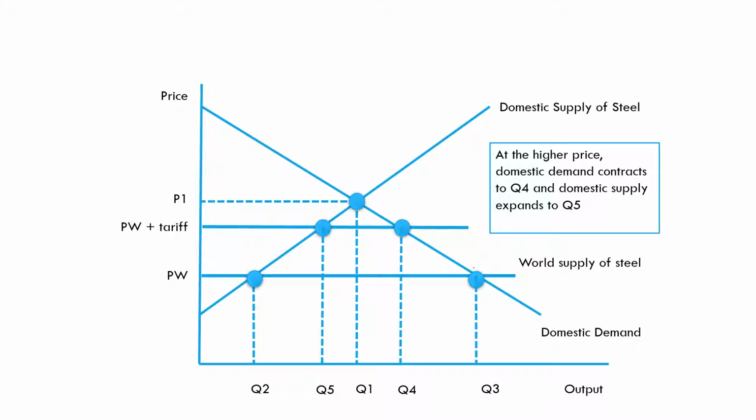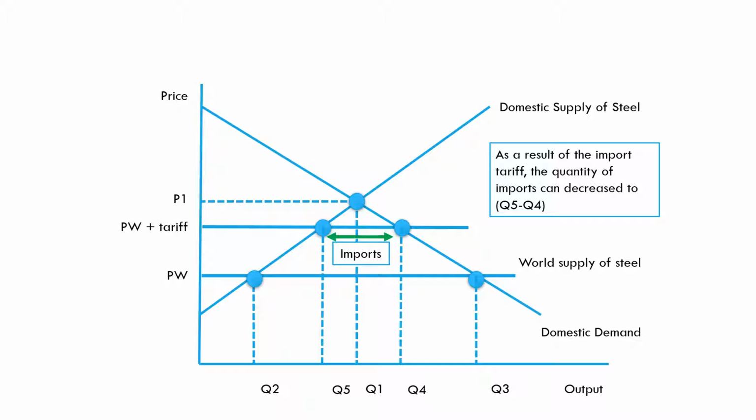Well, first of all, at this higher price, we can see there's a reduction in demand for steel. So the quantity being consumed in total falls from Q3 to Q4. On the flip side, we can also see that at this new higher price, more of the domestic companies become competitive, and we see the domestic companies increase how much steel they're selling from Q2 to Q5. So the imports have now reduced to Q4 minus Q5, or the gap between Q4 and Q5.